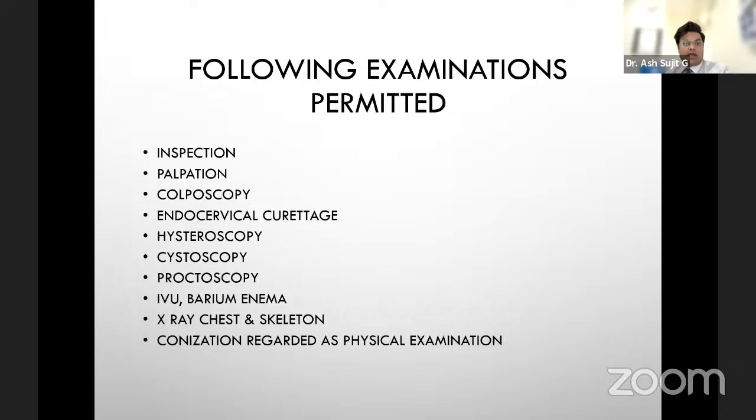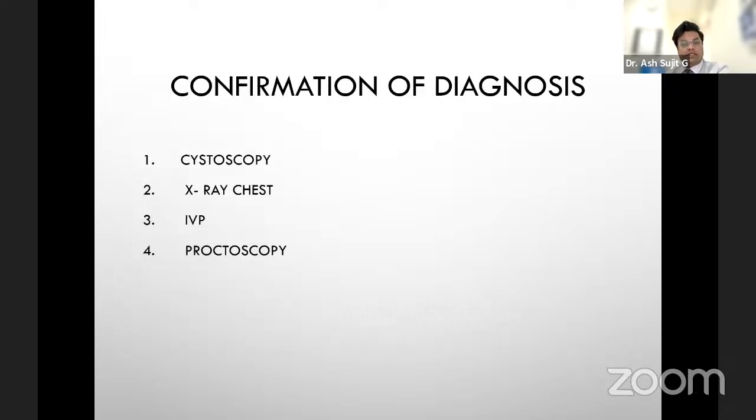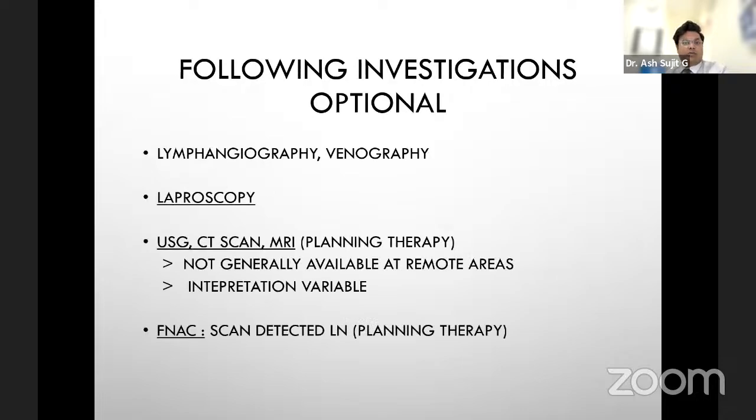You can always do an endocervical curettage also if you're suspecting anything related to the endocervix. Hysteroscopy, proctoscopy, depending upon the extent. The barium enema or intravenous urography can also be advised. Chest X-ray and conization, as regards to physical examination, can also be done. These are some of the tests that we've already discussed. You have optional investigations where you can do a lymphangiography or a venography to look out for lymph node spread. You can do a laparoscopy also. USG, CT, MRI can also be done. And these are depending upon the availability.